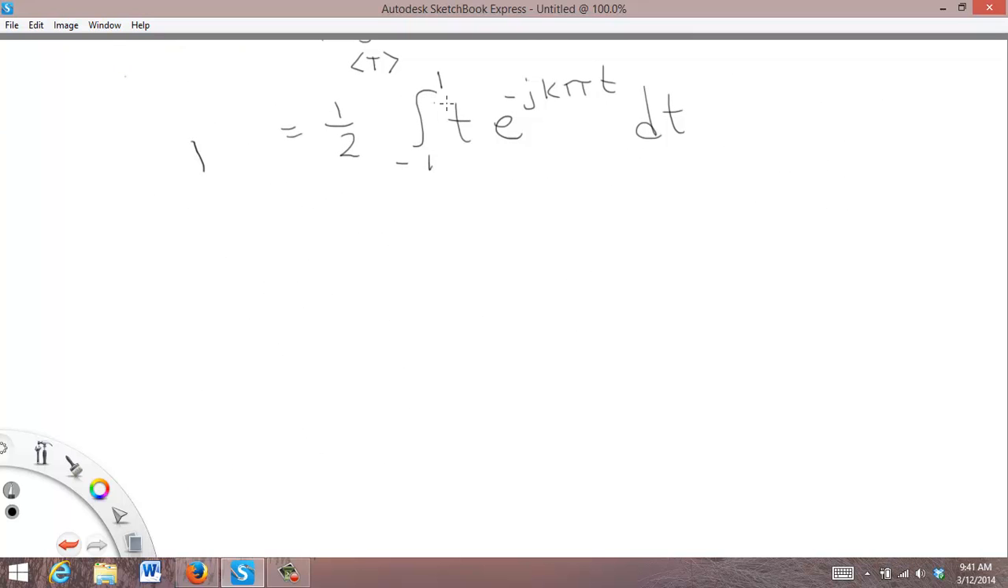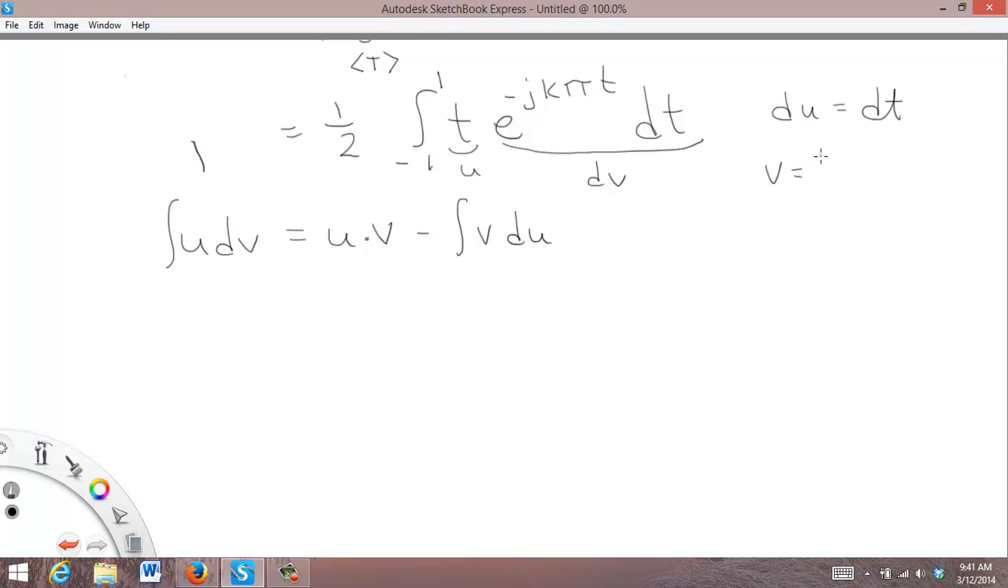Alright, now, again, as I said, this will require integration by parts. So I have to identify, again, the definition of integration by parts. The integral of u dv is equal to u times v minus the integral of v du. So in order to do this, we have to identify what our u and our v are. The easiest thing is to call this u and call this part dv. So then du will equal dt, and v is going to equal negative 1 over j k pi e to the minus j k pi t.